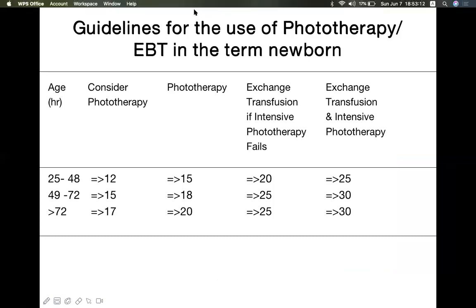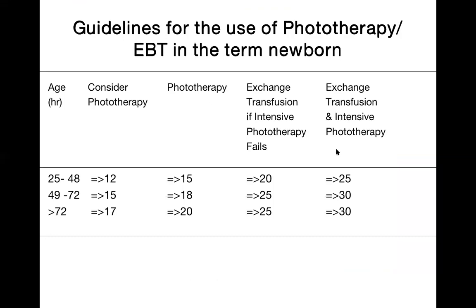Now this is not important for you at this stage. This is a little bit difficult. This table tells us what is the level of bilirubin at which we go for particular treatment. Now see here, if the bilirubin level is more than 15 in 25 to 48 hours of life, you go for phototherapy. In more than 72 hours of life, if bilirubin level is more than 20, then you go for phototherapy. So this is one good guideline for us.